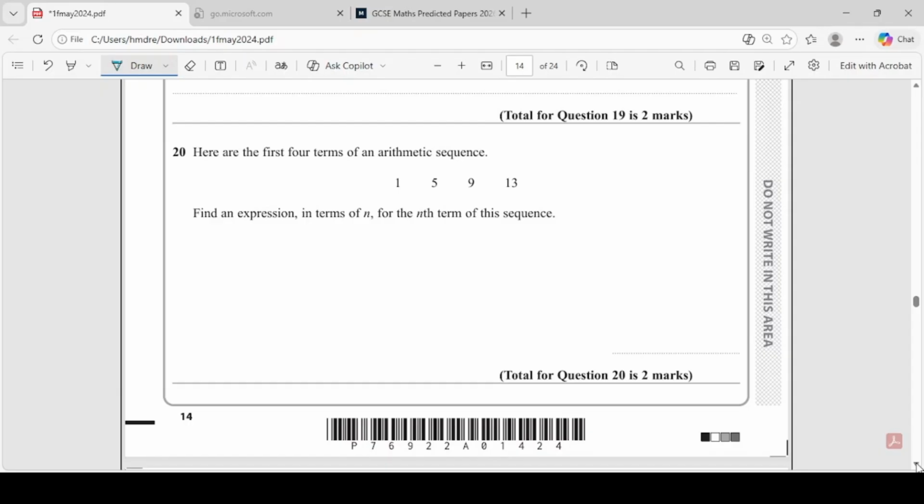So how you go about finding this is you always have to work out first of all what's the difference between these. So every time 1 add 4 gives me 5. 5 add 4 gives me 9. 9 add 4 gives me 13. So that is what I'm going to put in front. So it's going to be 4n. I just need to figure out then what do I have to do to get them.